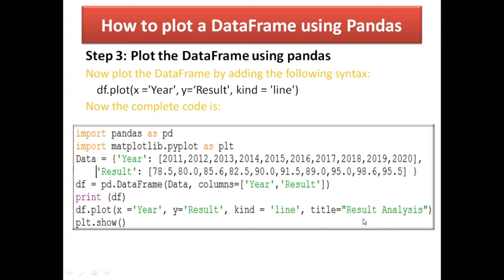There is a title parameter, you can keep this also to change the title of the plot. Title is equal to result analysis. Then plt.show, this is the plt alias of this matplotlib.pyplot का alias है plt.show. आप इस pyplot मॉड्यूल का show मेथड कॉल करेंगे, यहाँ भी जैसे आप पहले कॉल करते थे. तो इस तरह से आपका जो है चार्ट प्लॉट हो जाएगा.